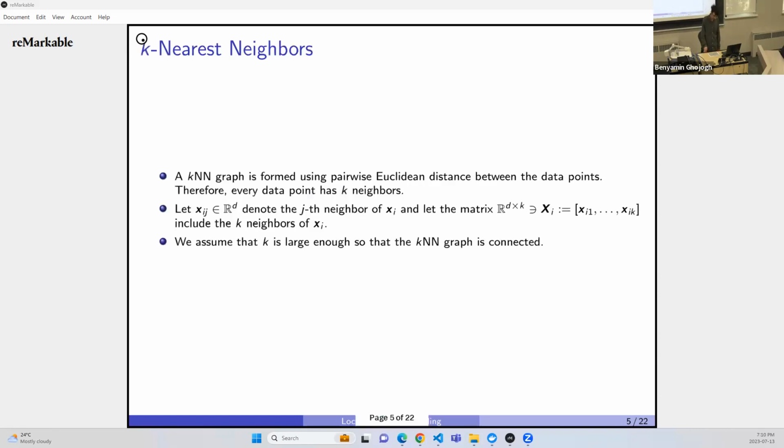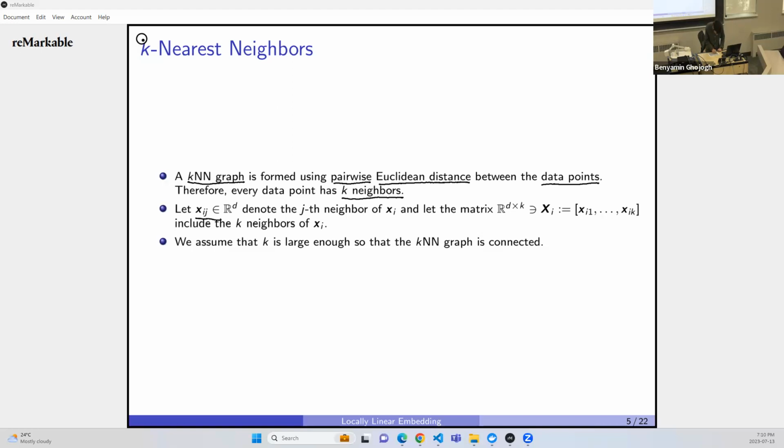Let's talk about it. A KNN graph is formed using what? Pairwise Euclidean distance between the data points, right? So I have several data points. I can find the pairwise Euclidean distance between each point. Then every data point has k neighbors. For every point, I can sort the distances to all other points in ascending order, and then I can take the first k ones. It gives me the k nearest neighbors, right?